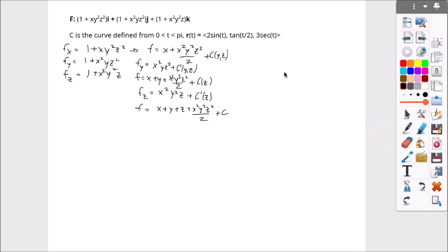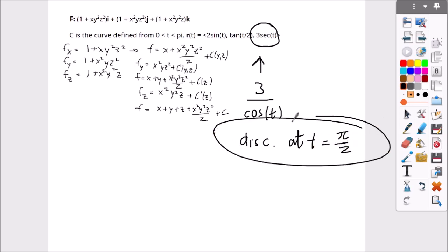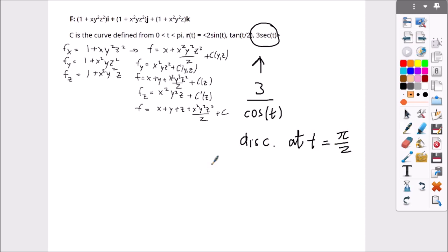Can we use the theorem in this case? The answer is we did all that work to not be able to use the theorem. Why? Because 3 secant t right here is 3 over cosine of t, which is discontinuous at t equals pi over 2. So we cannot find the line integral in this case. We'd have to do something else.